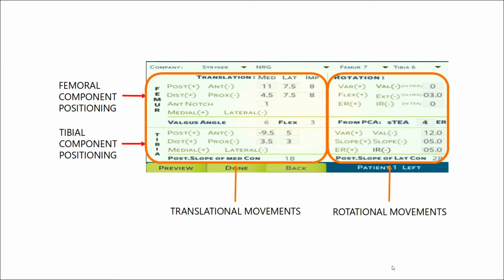In the translational movements, in the first row, the surgeon can move the implant in the antero-posterior direction by clicking on the plus or the minus key. By clicking on the plus sign, the implant moves posteriorly in increments of 0.5 millimeters. As it moves posteriorly, the size of the posterior cuts is reflected for both medial and lateral cuts. The third column shows the posterior implant thickness for the selected implant.